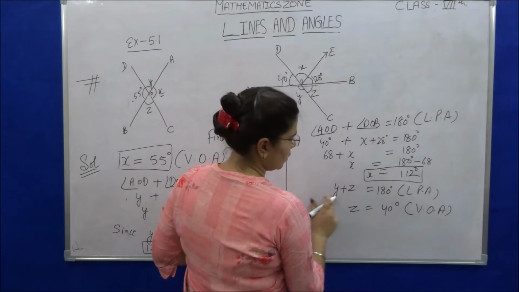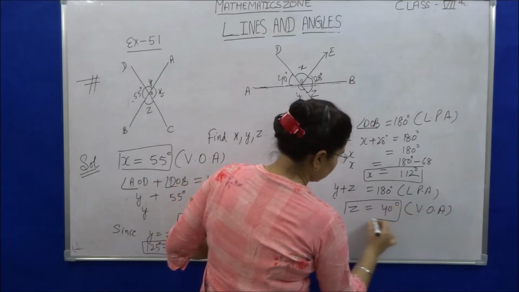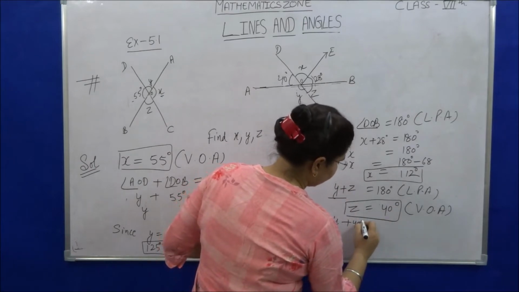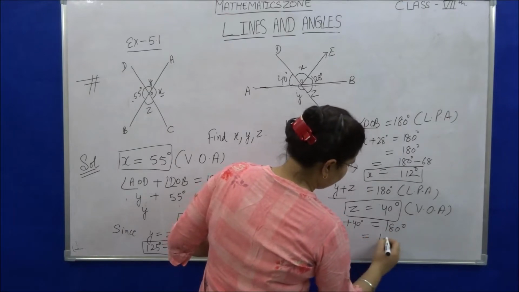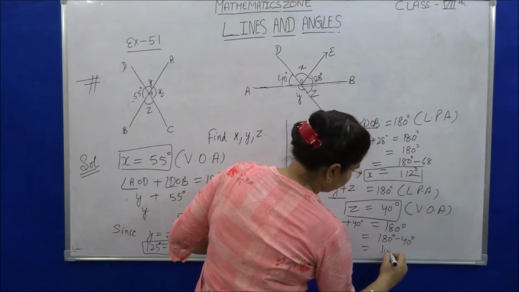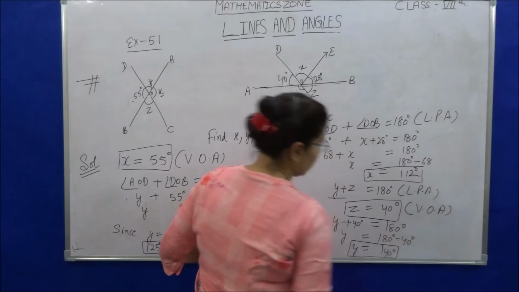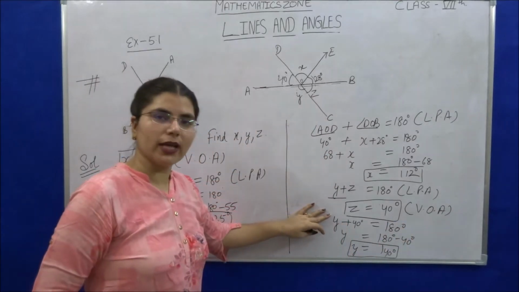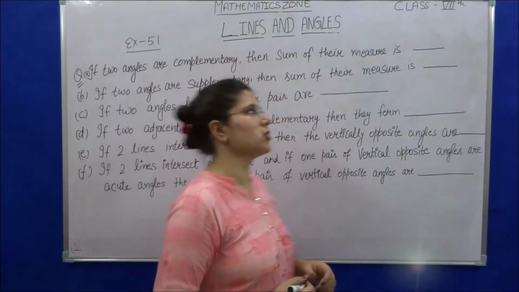Now put this value of Z in the above equation. So Y plus 40 degrees equals 180. So the value of Y will be 180 degrees minus 40, that is 140 degrees. So the value of angle Y is 140 degrees. So in this way we find all three angle measures. Now we will do the next question.